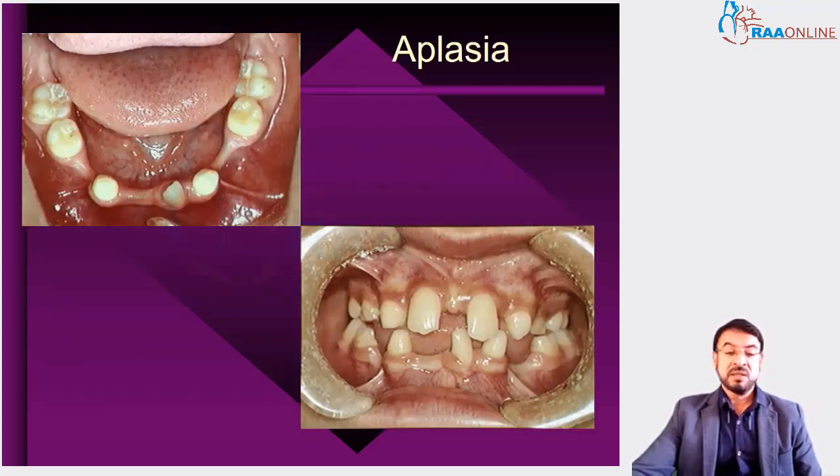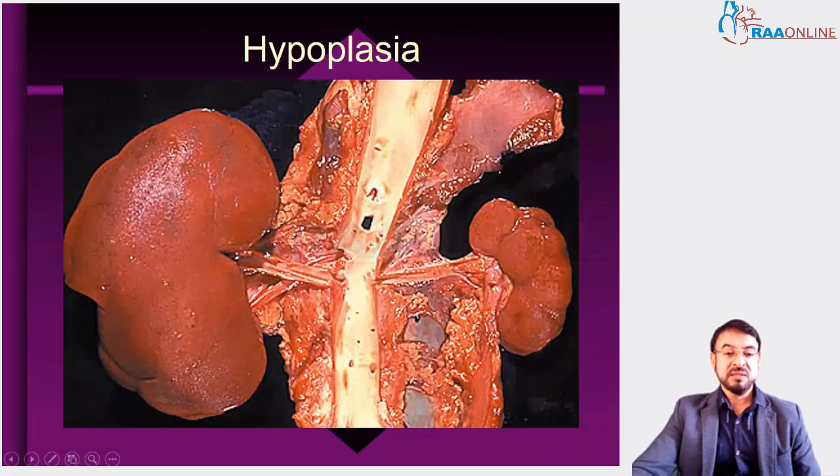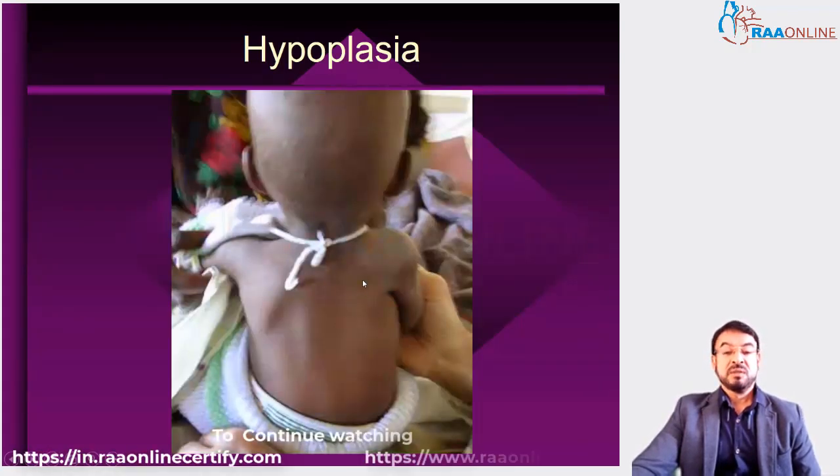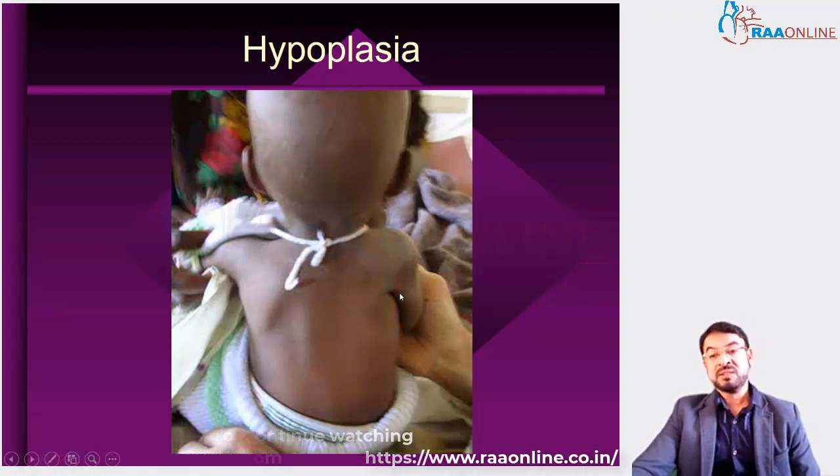Now, here is a clinical picture of aplasia of the teeth. You can see that the teeth have not developed here. This is a kidney, normal in size. This is a hypoplastic kidney, a kidney with hypoplasia. Notice it looks almost like a normal kidney, but just slightly smaller in size. Now, this is a hypoplasia of the scapula. This is a normal scapula, and here there's a hypoplasia. So the child cannot lift up his shoulder, and needs support for his shoulder.